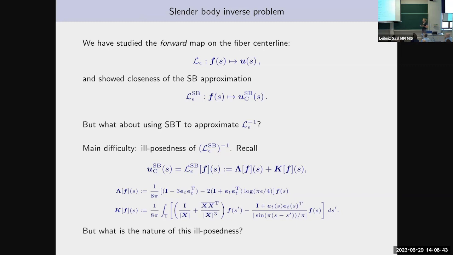And so we'll go into a little bit more detail in a minute, but just to recall, along the filament center line, we have this force to velocity map that's given by a local plus non-local operator that has this really sort of nasty looking form, right? And so if you want to invert this thing, you actually run into some difficulties. So we'll go into a little bit more detail about that.